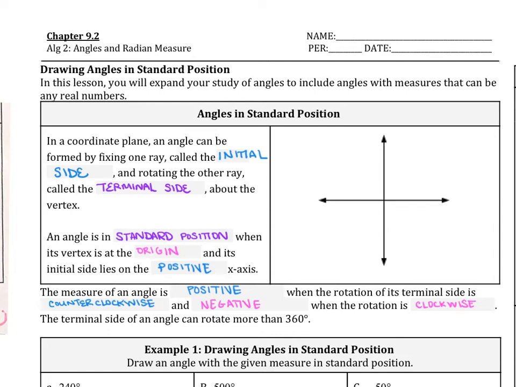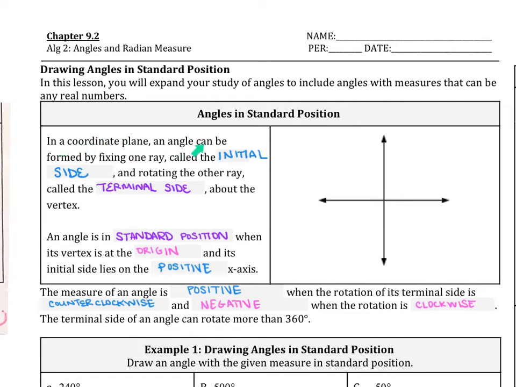Chapter 9.2, we're looking at drawing angles in standard position. In this lesson, you're going to expand your study of angles to include angles with measures that can be any real numbers. First, we need to learn about angles in standard position.